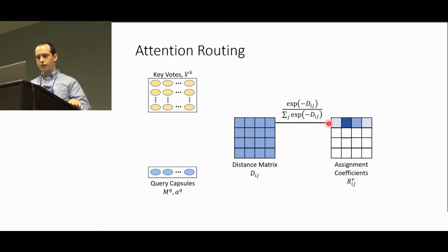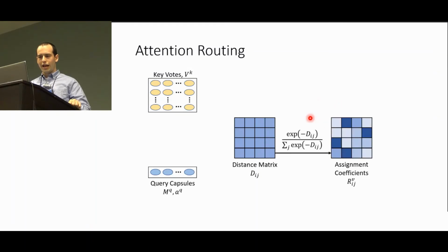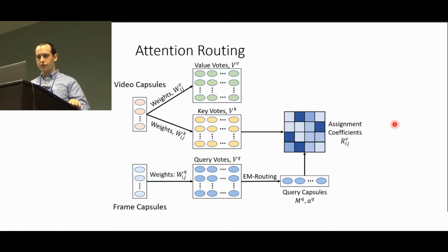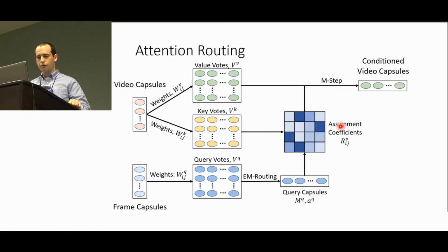This gives us assignment coefficients, which tell our network how much of a lower level capsule from the video will send information to the higher level capsules. Once we have these assignment coefficients, we can apply them to the capsule votes in the M step of the EM routing algorithm to get a set of conditioned video capsules. These conditioned video capsules represent the object of interest throughout the video.